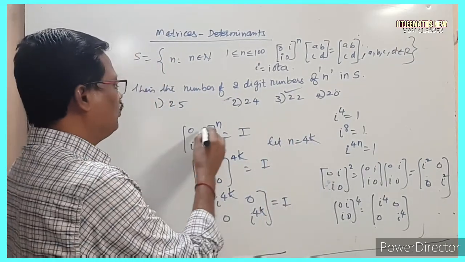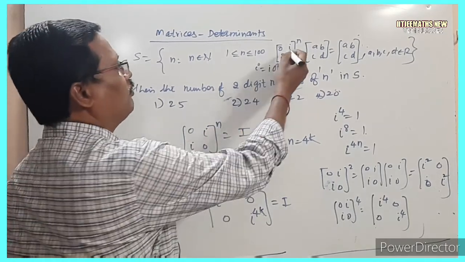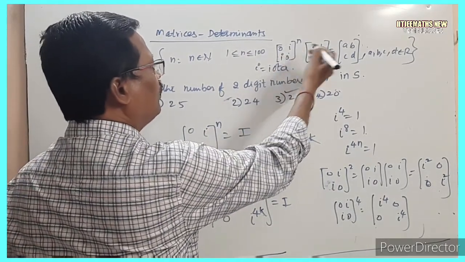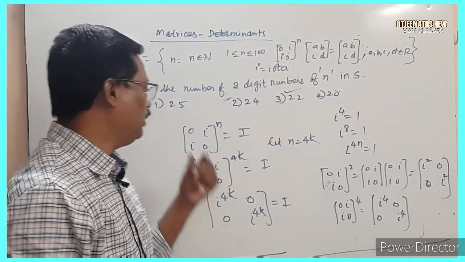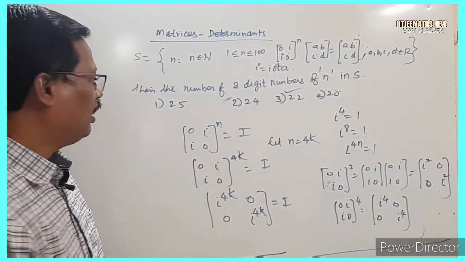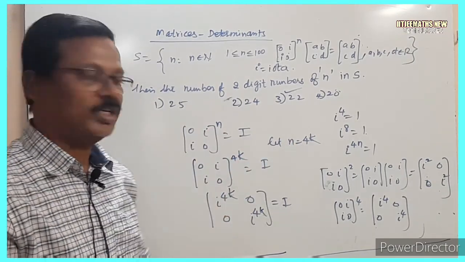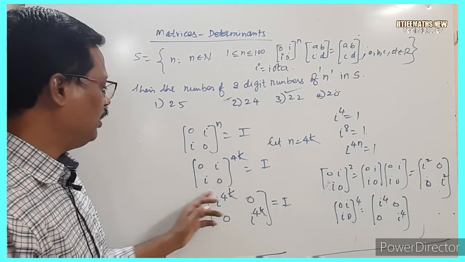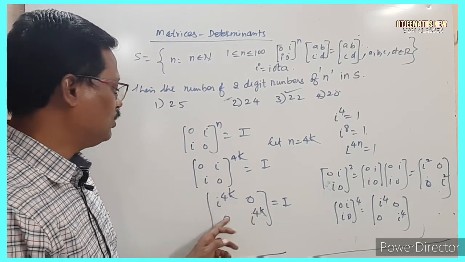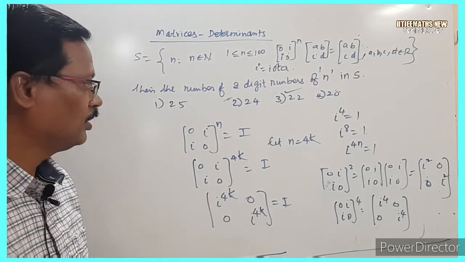Now see this one, [0 i; i 0] power n, this must be the identity. Identity into this matrix will be the same matrix again. To get this one, therefore this must be the identity. Now n is equal to, I am taking 4k. Therefore n is equal to 4k, right? Therefore this will be [i power 4k 0; 0 i power 4k].